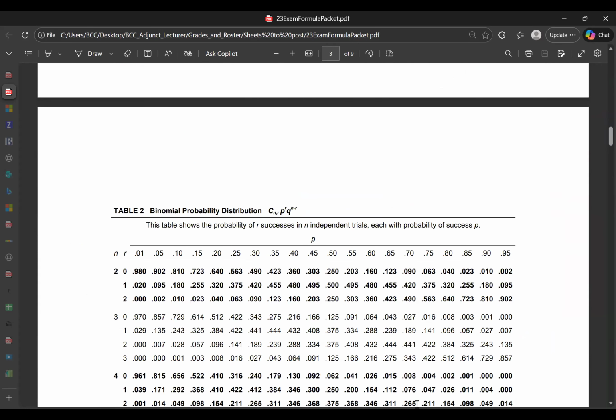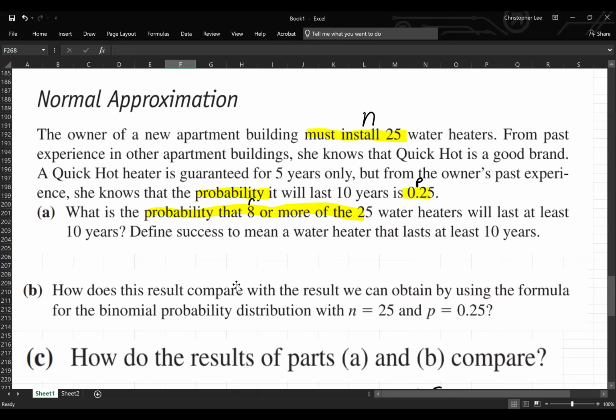But for part B, how does this result compare when the result can be obtained using a formula for the binomial probability distribution? Let's answer this as if we were using the formula. Not going to use the formula. That's going to take too long. We're going to do this Danny style. All right.